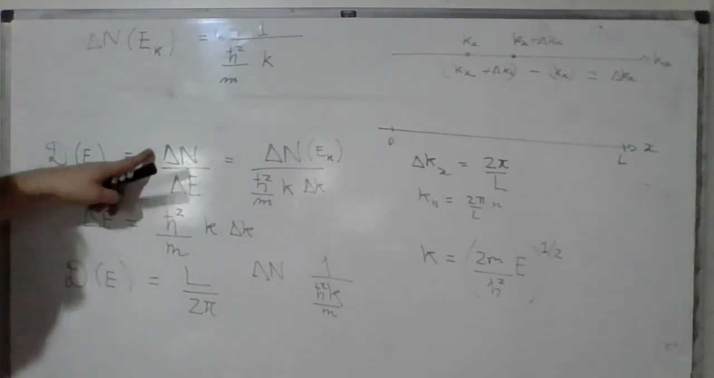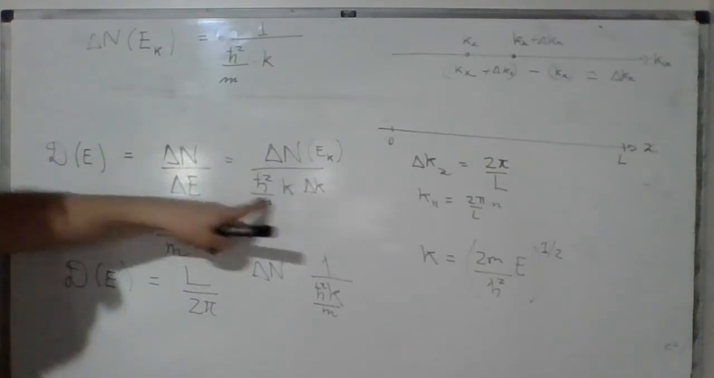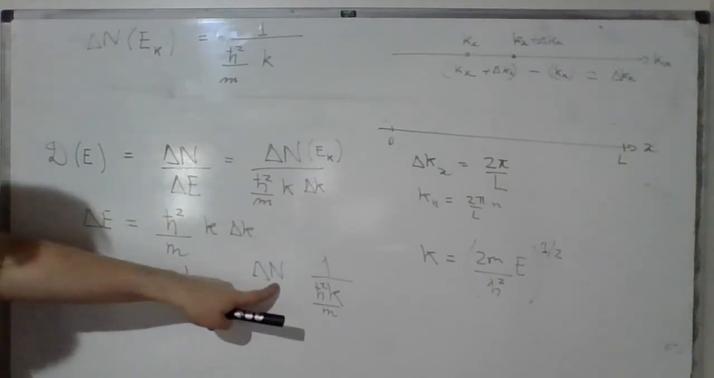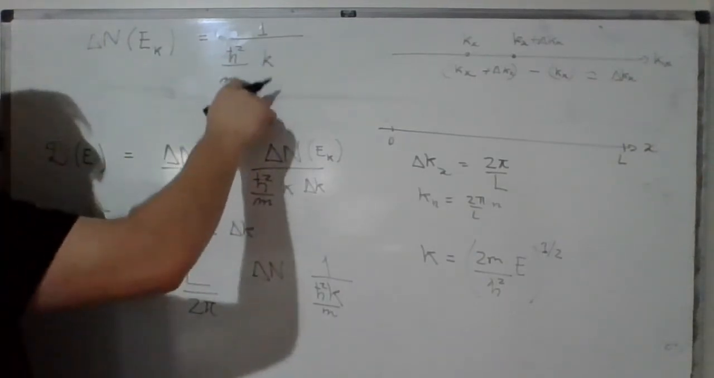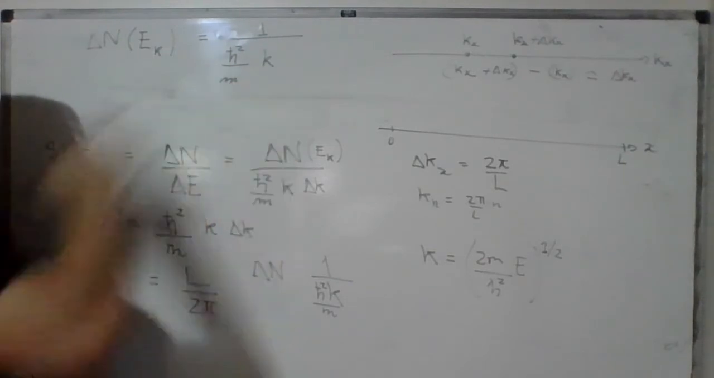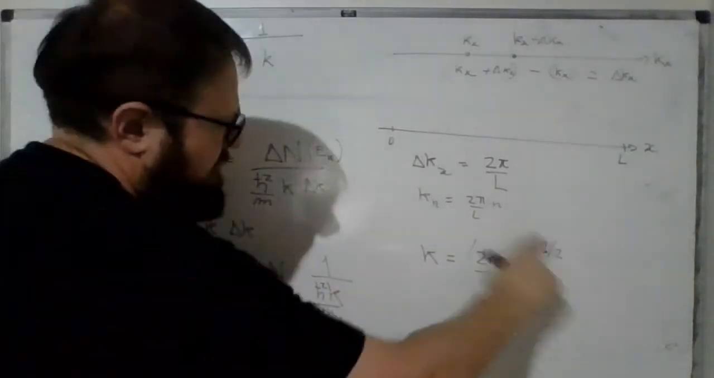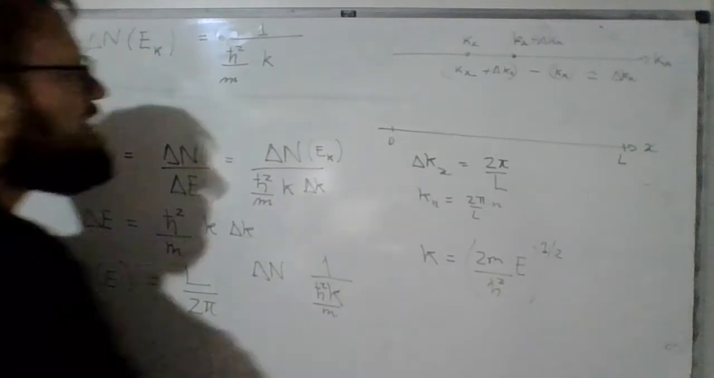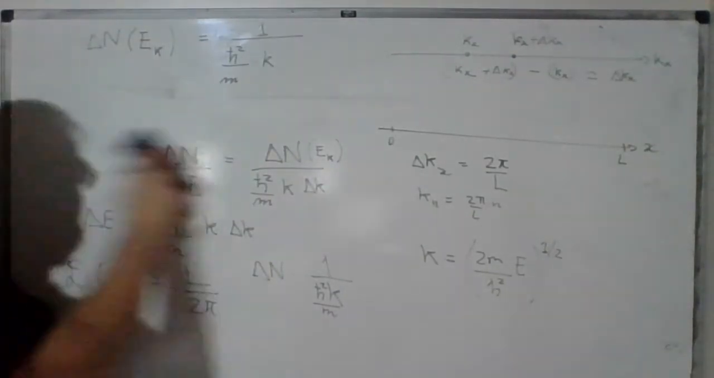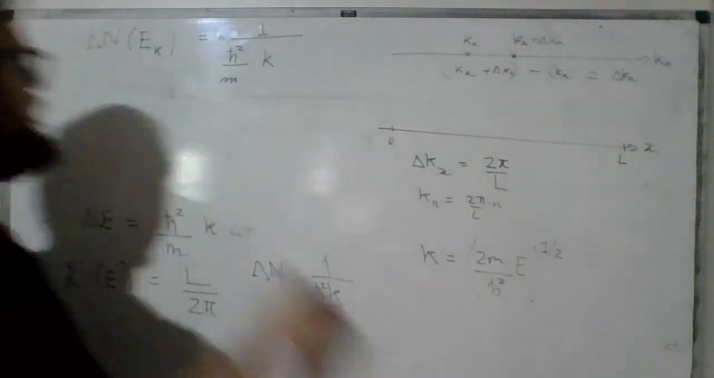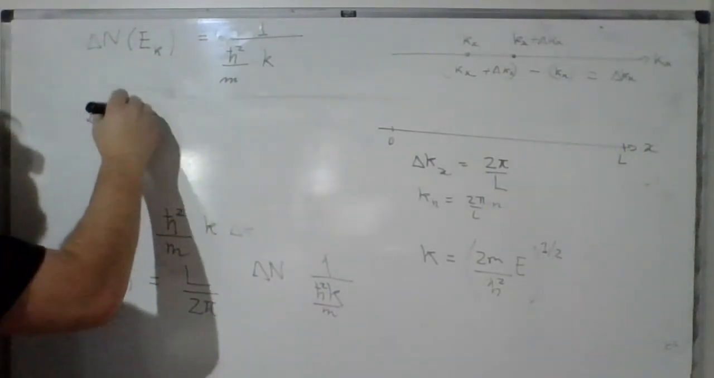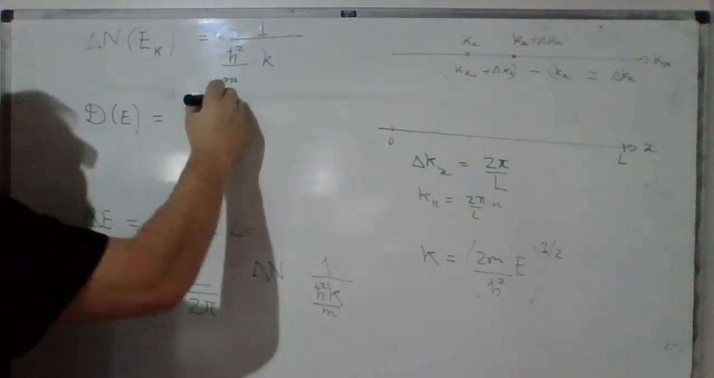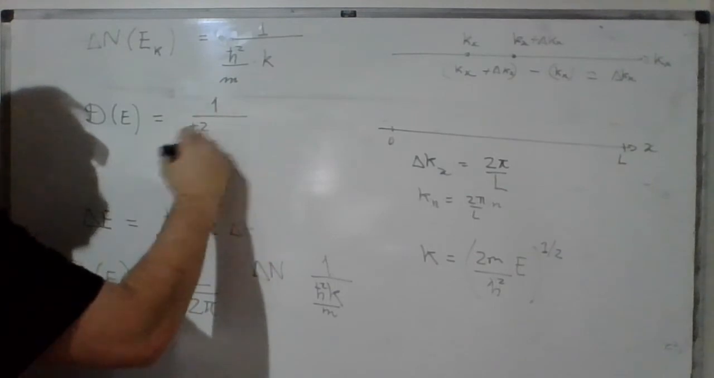Yes, delta n over delta e, delta n, h bar squared over m, k, delta k, all right? We have 1 over h bar squared divided by mass times k, and this k here we already can calculate from the energy. In this case, the density of states corresponds to the following: 1 over h bar over mass.